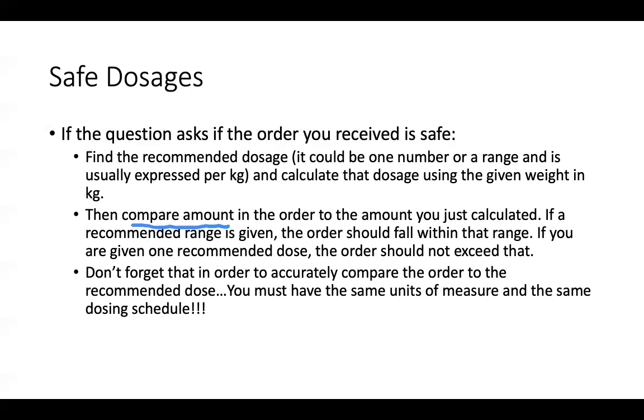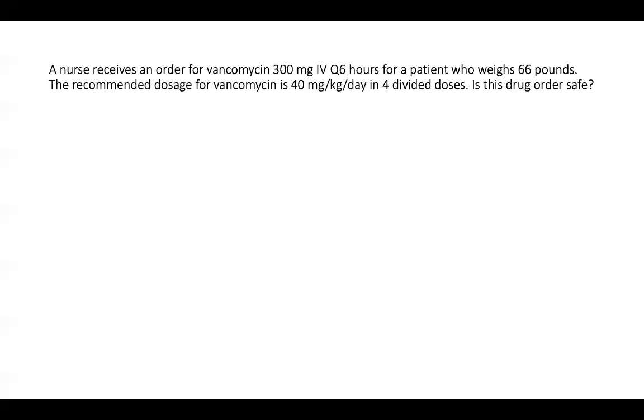All right, so let's look at these and walk through them step by step. Again, we're still using dimensional analysis. Okay. The big thing here is you have to wrap your brain around when you see, is this drug order safe? You are not going to be using the order to solve the problem. You'll use it to determine if it's safe, but you're not going to use it to solve the problem. Okay, you're going to use it as a comparative. All right, so let's look at it and then we'll do it step by step.